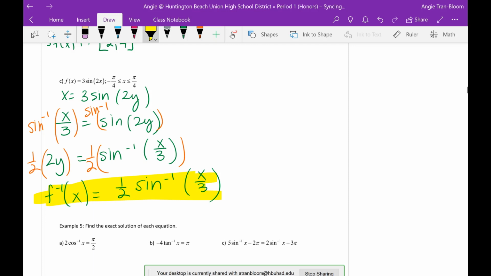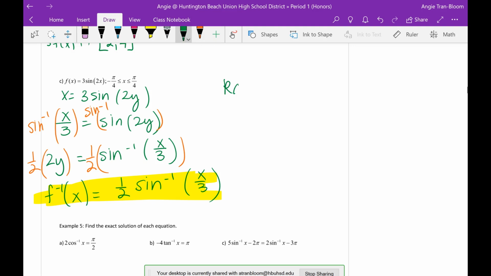In the original function f, it was a horizontal compression by a half. So when you do its inverse, then it has to be a what? A vertical compression by a half. So that's why they are switching x for y and y for x. Then we need to state the range.